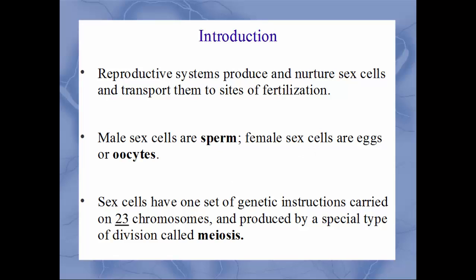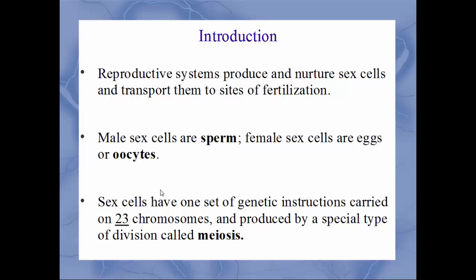First, we'll start with the introduction. The whole point of the reproductive system is to both produce and nurture the sex cells and then transport them to sites to be fertilized. For males, the sex cells are the sperm, and for females, the sex cells are the eggs. Another term for egg is the oocyte. Whenever you see the prefix oo, that's always a reference to egg. So egg or oocytes, same thing.